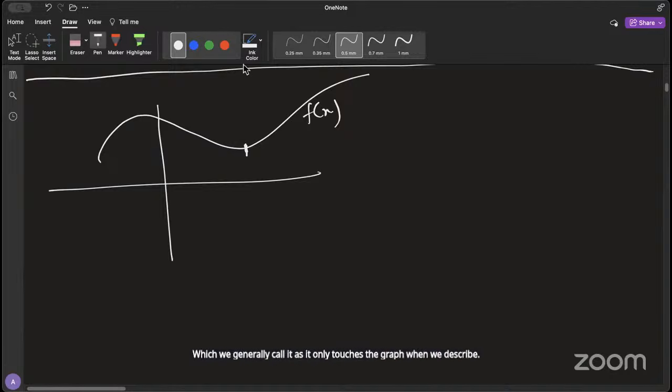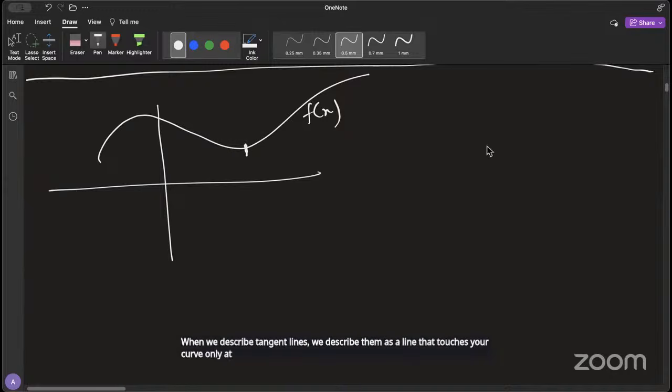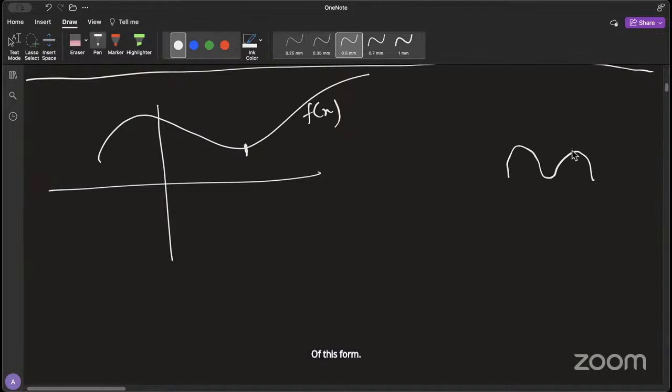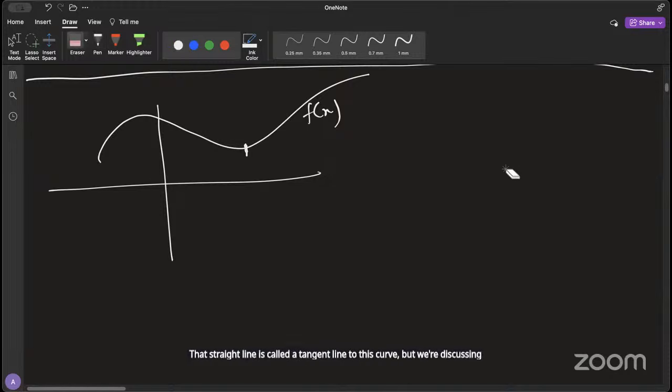When we describe tangent lines, we describe them as a line that touches your curve only at one point. Like if you have a curve of this form, then at this point, a tangent line would be a line that only touches this curve at one point, and it touches and then passes. That's it. That straight line is called a tangent line to this curve, but we're discussing about tangents in general.